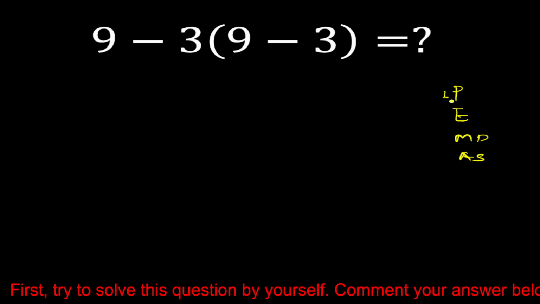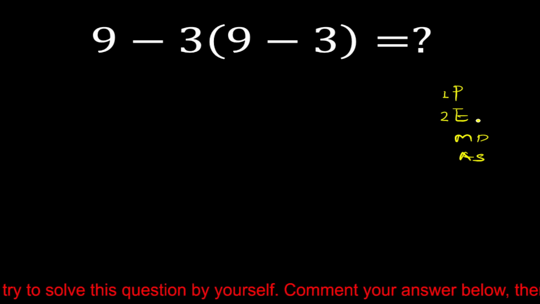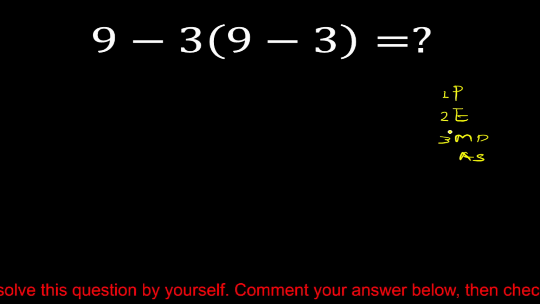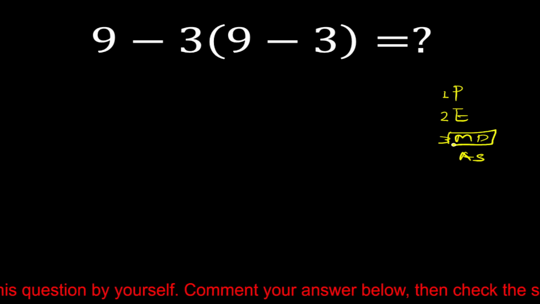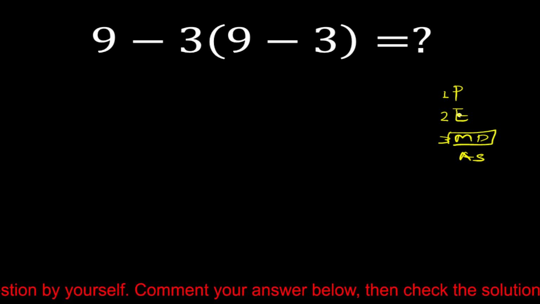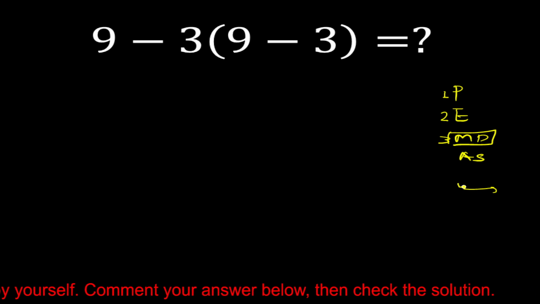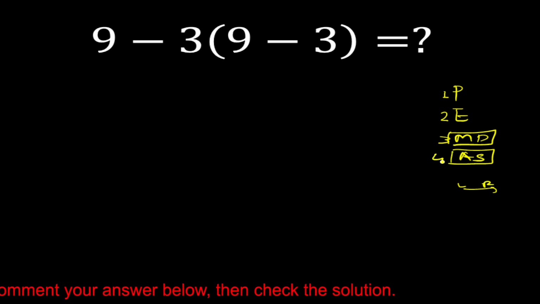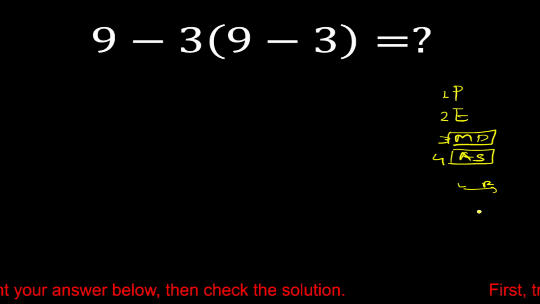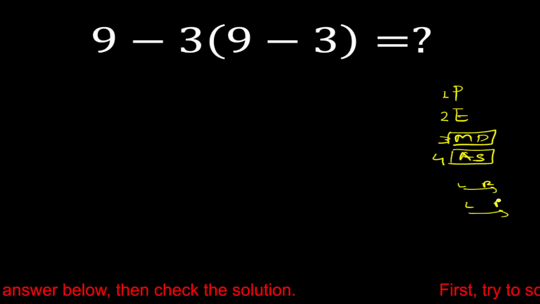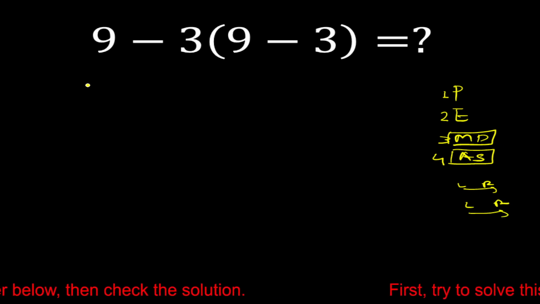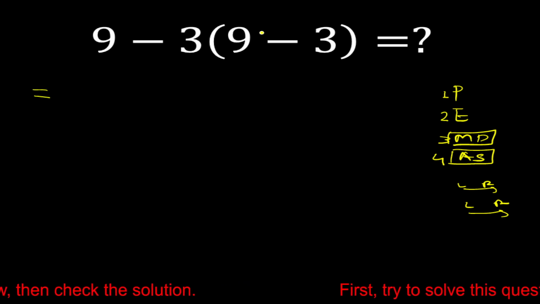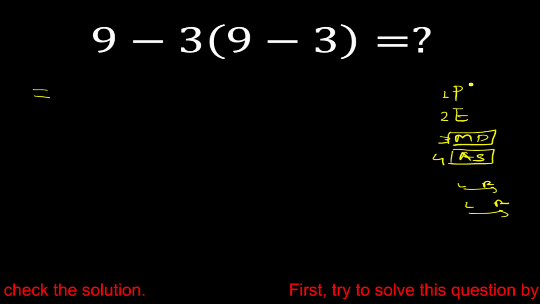First priority is parentheses, then second priority is exponents, then third priority is multiplication and division. Here multiplication and division both have equal priority, so we have to solve it from left to right. Last and fourth priority is addition and subtraction, also both have equal priority, so we have to solve it from left to right.